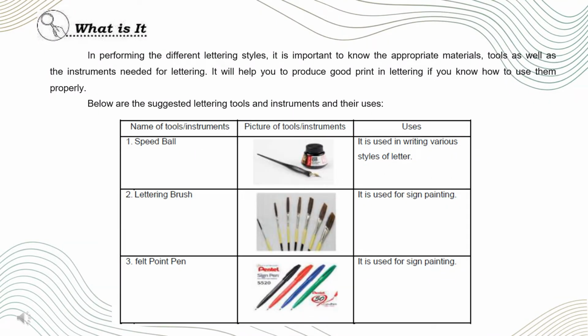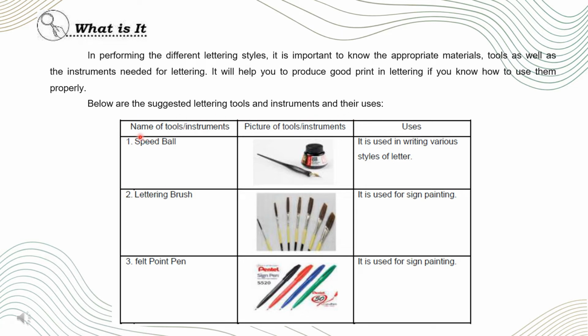For the next part of the module, we have the what is it. This section provides a brief discussion about our lesson. In performing the different lettering styles, it is important to know the appropriate materials, tools, as well as the instruments needed for lettering. It will help you to produce good print in lettering if you know how to use them properly. Below are the suggested lettering tools and instruments and their uses.